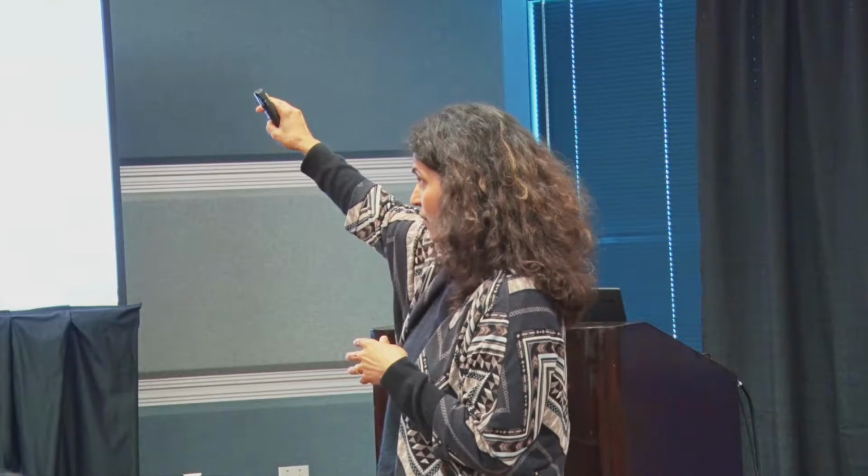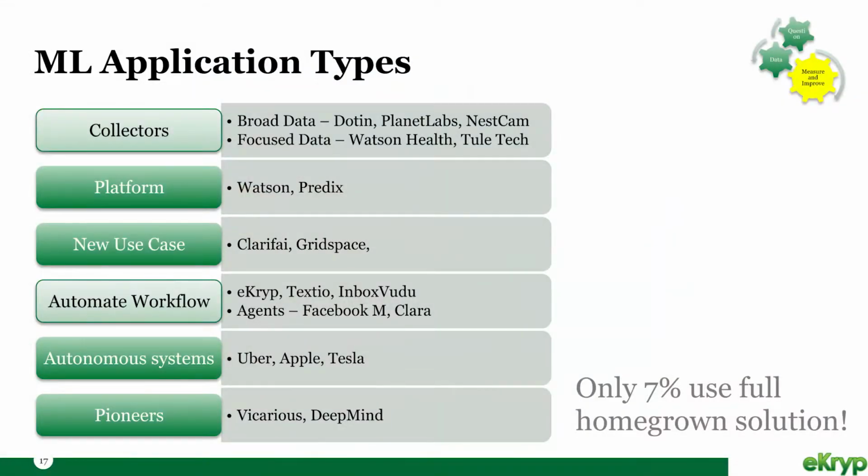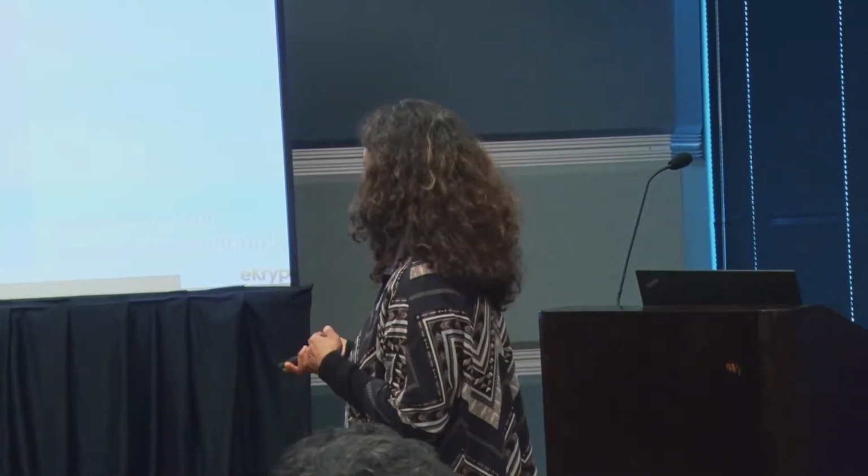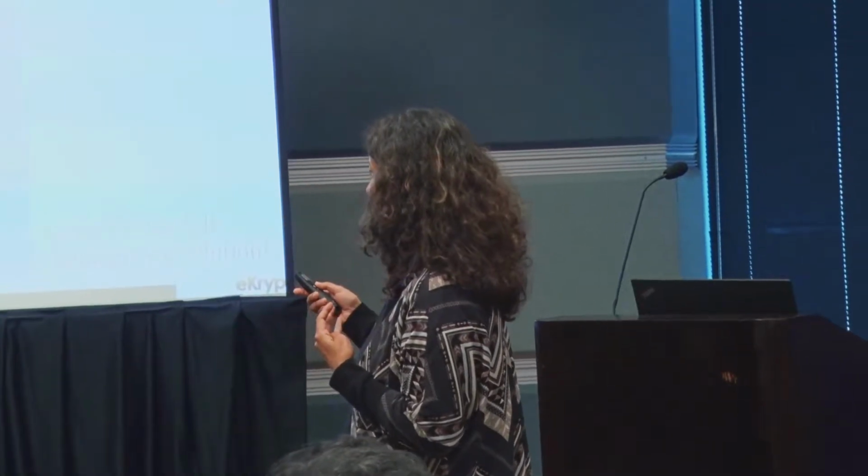I heard a lot of exchange of words between ML and AI today. So the right term to use based on the discussions today would be AI application types instead of ML application types. But if you look into Vicarious and DeepMind, check them out and check out how they do deep learning. It's two completely different ways of trying to have a machine learn. I call them the pioneers. Autonomous systems is pretty self-explanatory.